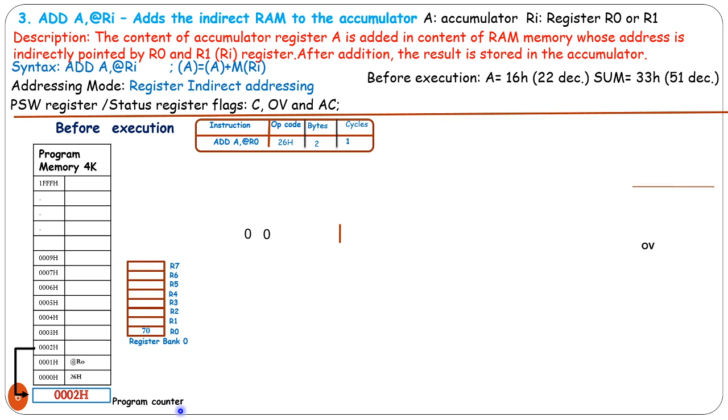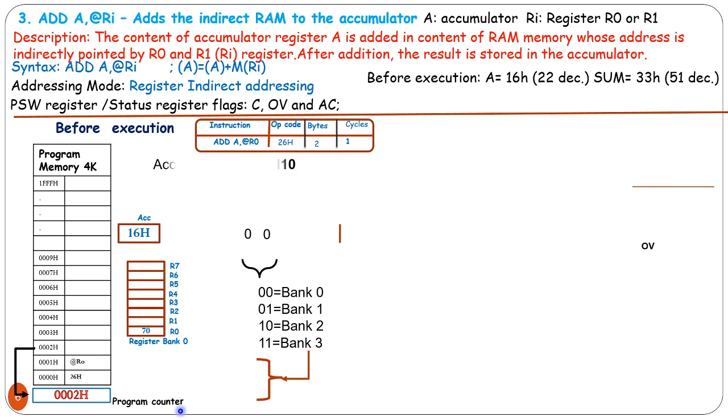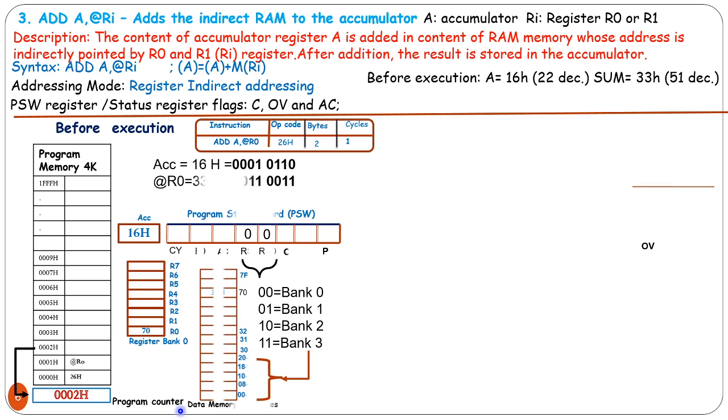Now we need a register bank here, and that is given by the PSW register, the program status word register. Now this 2 indicates what? The bank 0.